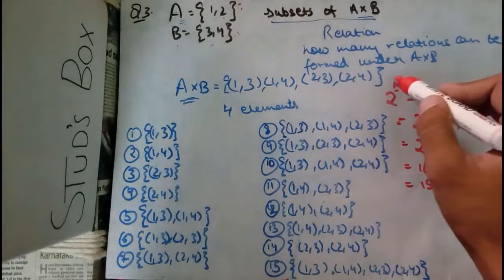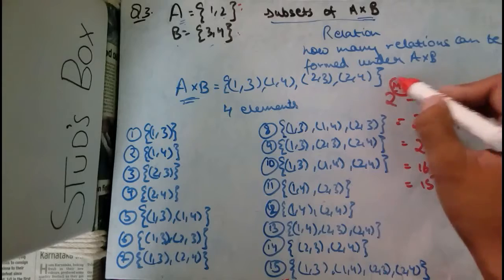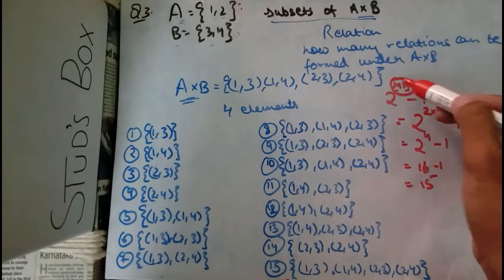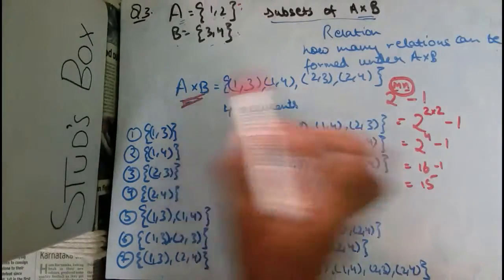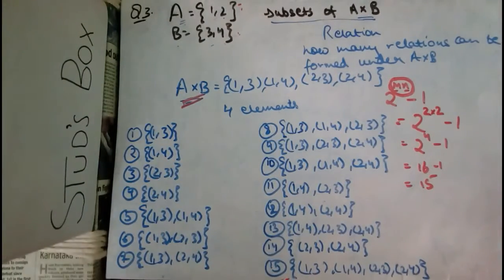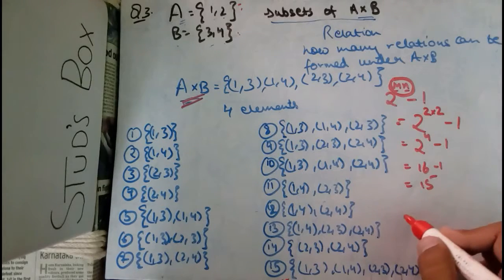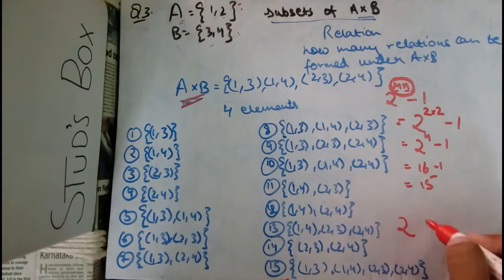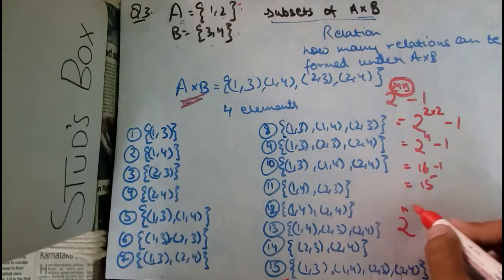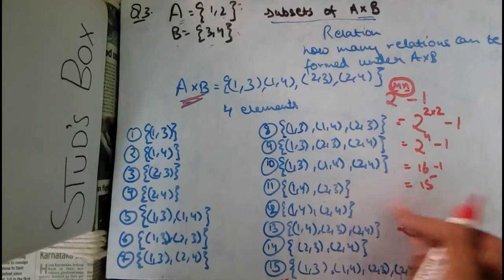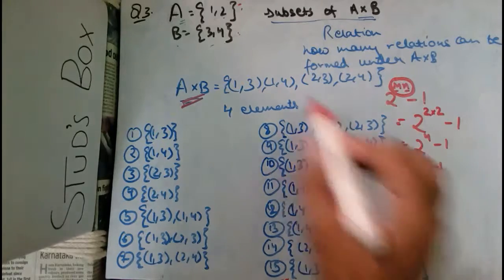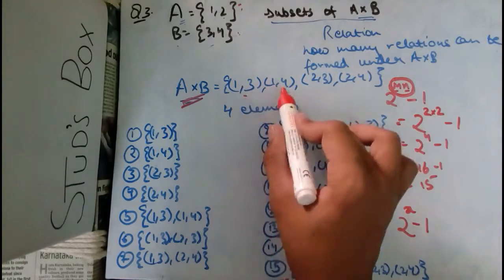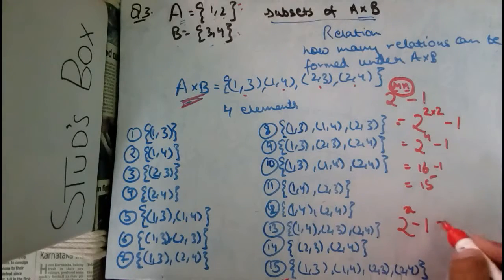Or you can say that in this formula, mn is the number of elements in our Cartesian product. So you can also say that the formula is 2 to the power of the number of elements in our Cartesian product, let's call it x, minus 1. The number of elements in our Cartesian product is 1, 2, 3, 4. So this is going to be 2 to the power 4 minus 1, that is 15.